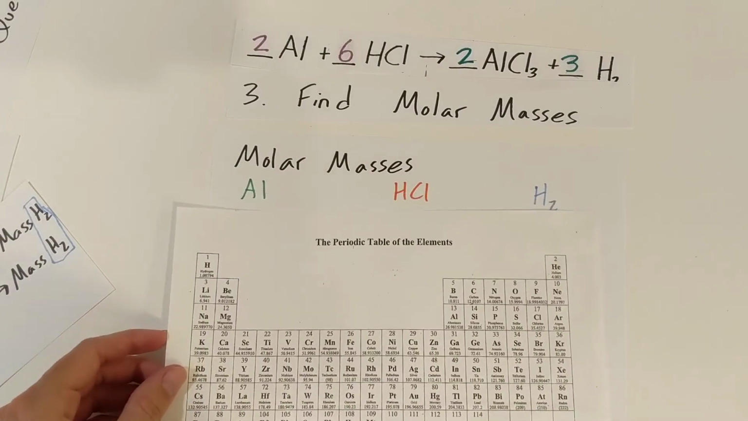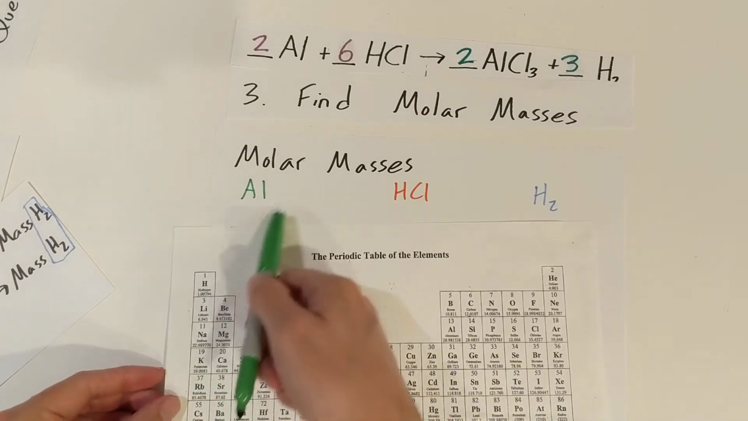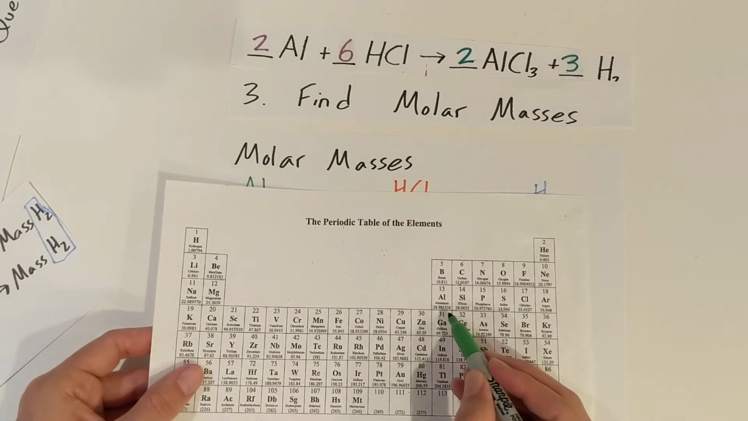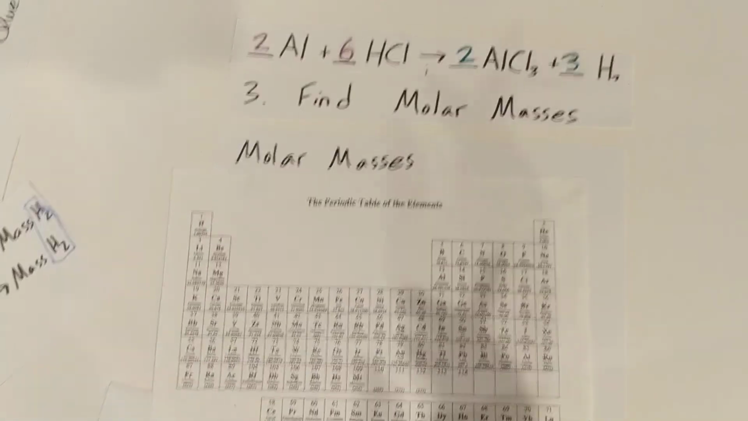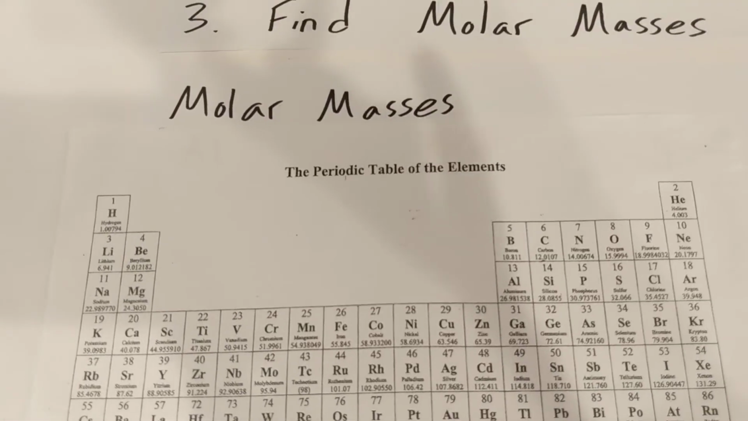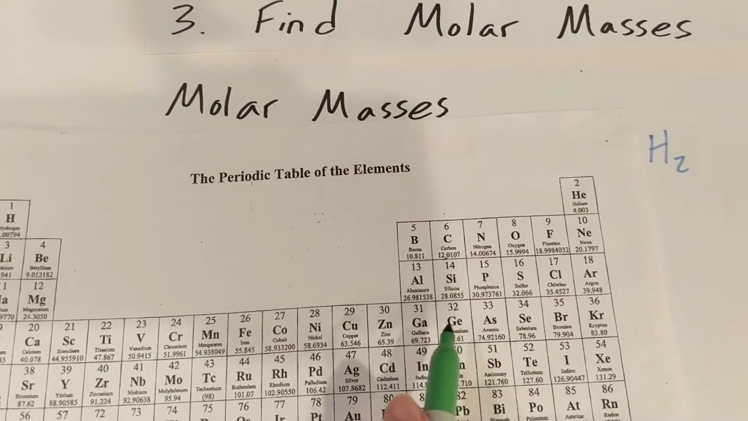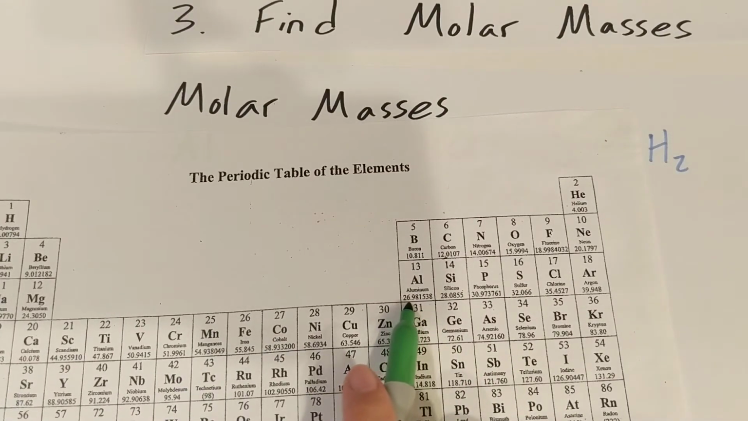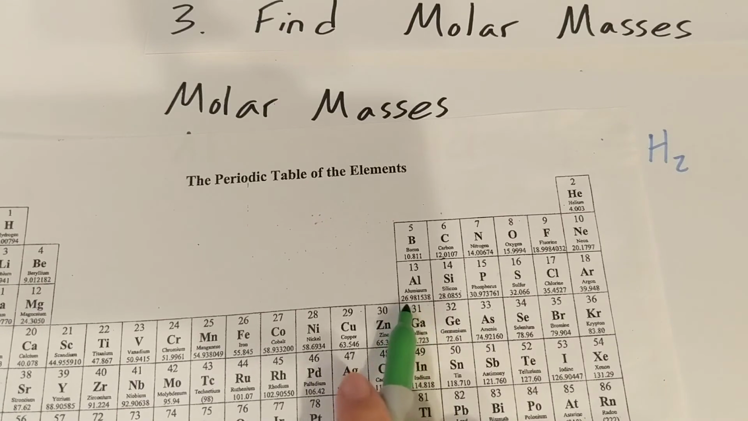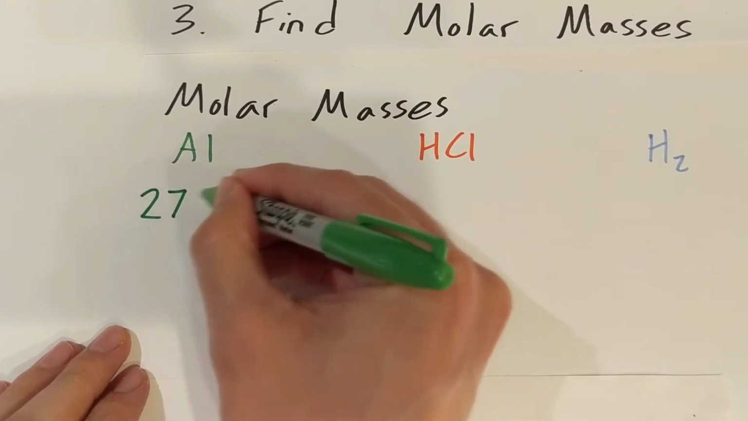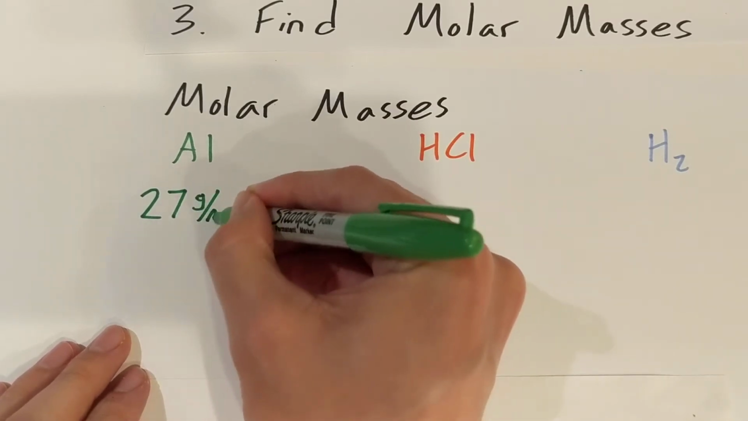So our first one, aluminum, just a single element there. We could see on our periodic table right here. Maybe I'll zoom in a little bit. We could see on our periodic table, aluminum is about 26.98 grams per mole. We'll just round that up to 27 grams per mole.